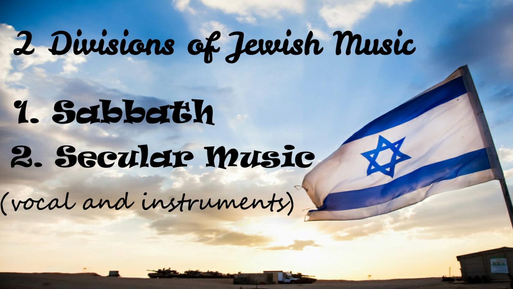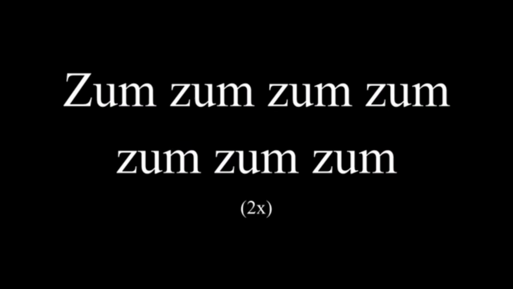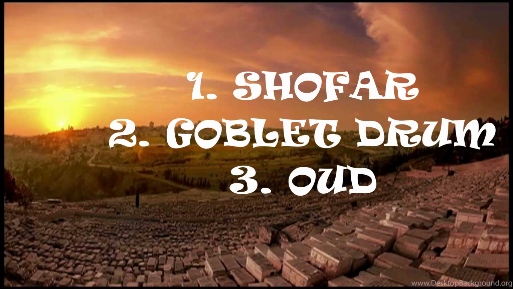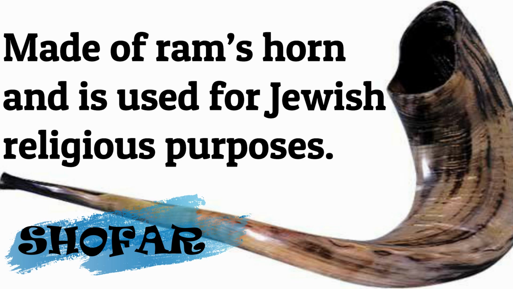Here is one of the examples of Israel music with the title, Zum Gali Gali. On the screen, you can also see a list of their musical instruments, which are the shofar, goblet drum, and oud. Let's talk about first the shofar. It is made of ram's horn and is used for Jewish religious purposes.